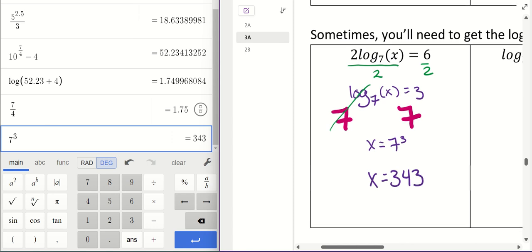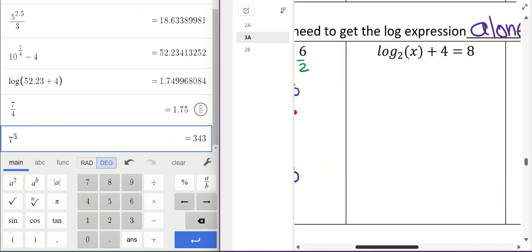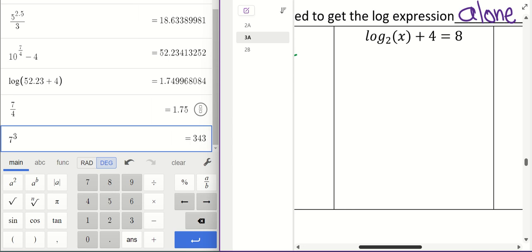All right, let's scooch on over. We got a few more like this. This next one, we can't undo that log yet because we've got this pesky plus 4. The good news is we can undo it with a -4 and a -4. So we're going to have log base 2 of x equals 4.